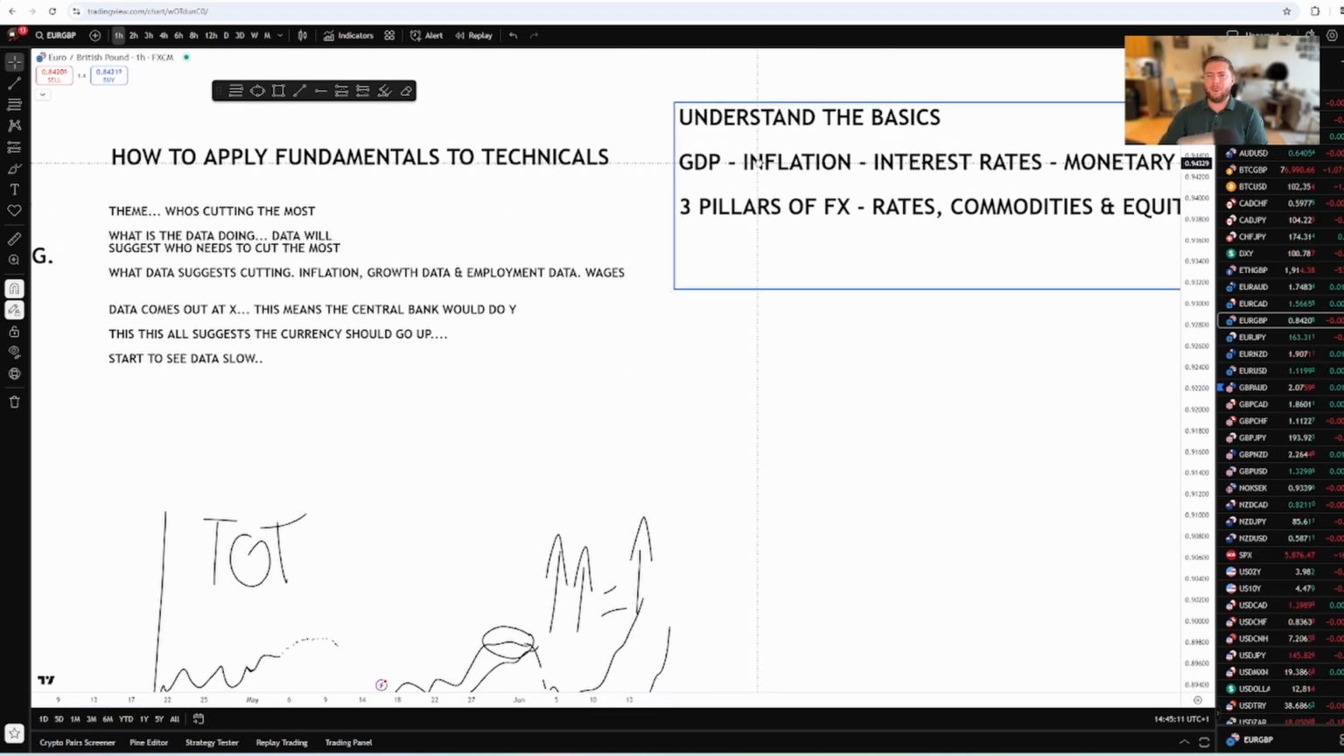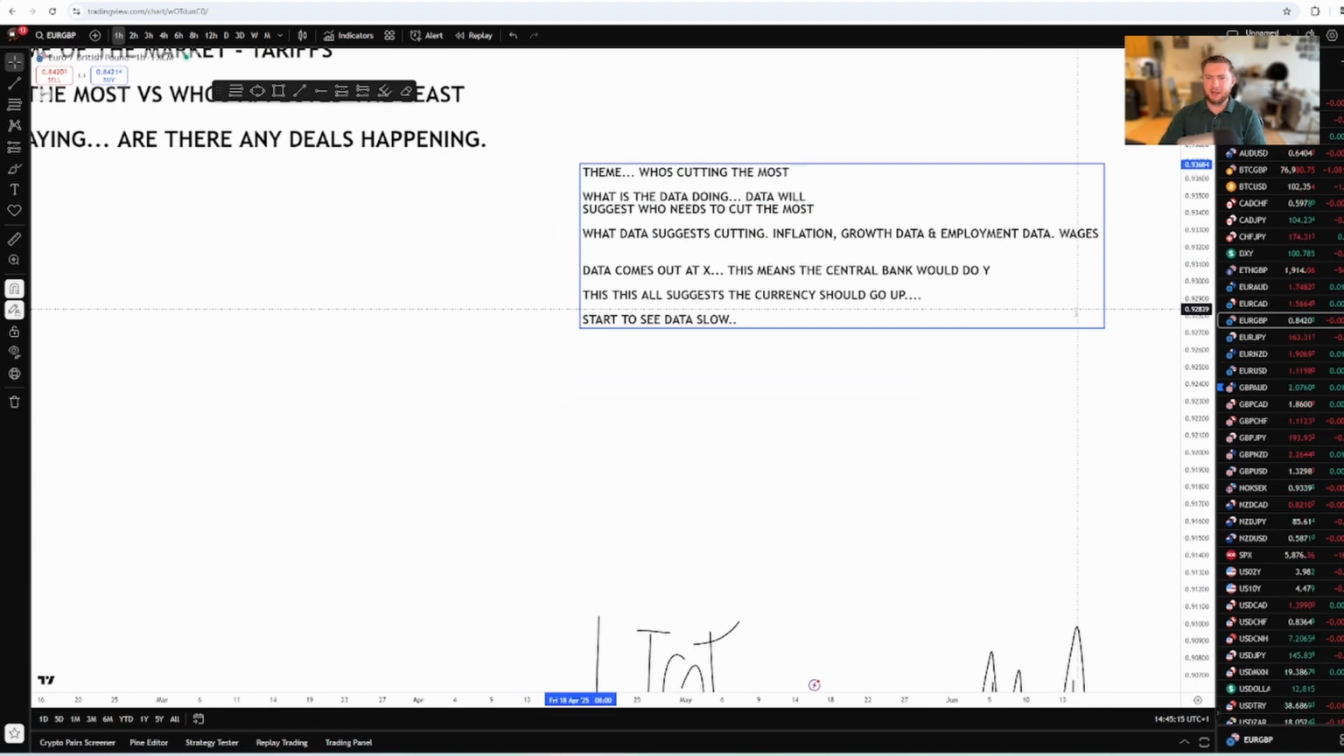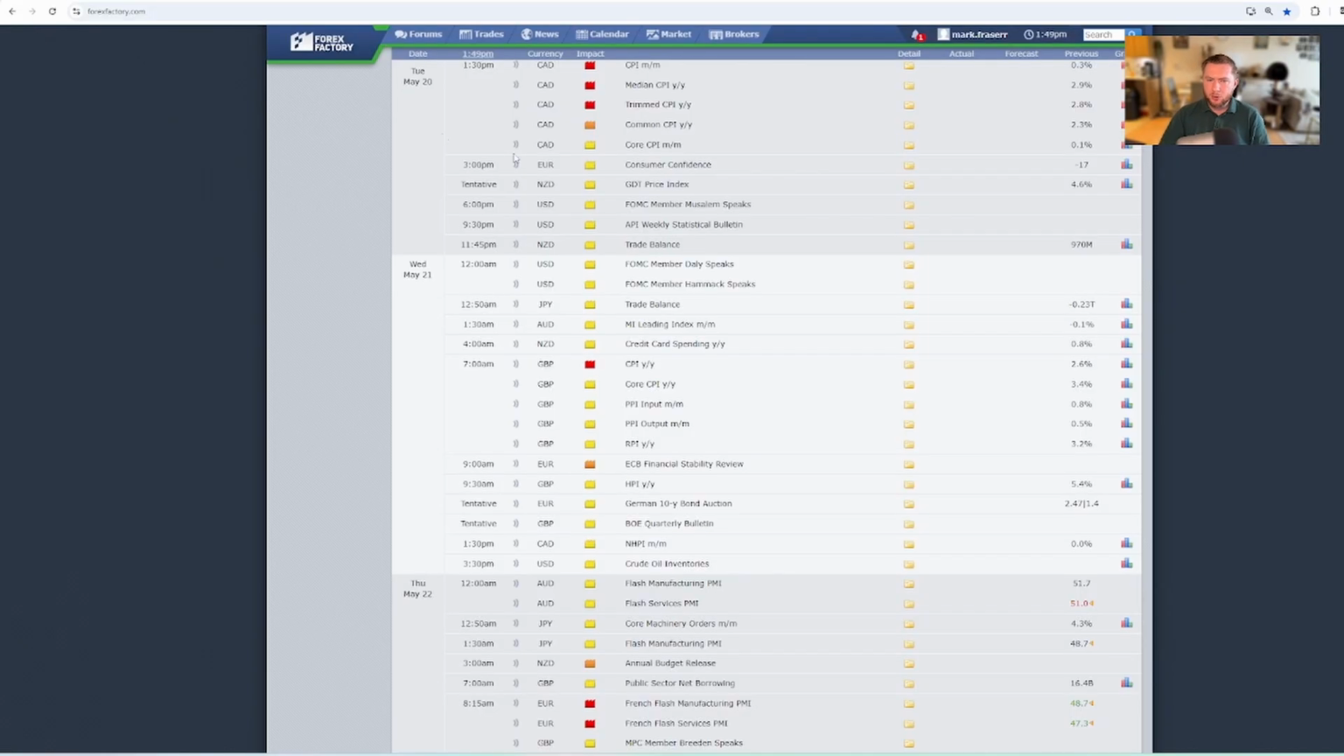Now, we've got that stuff underway. Let's say, for example, the main theme of the market at the moment is who is cutting the most. What you then do is you only look at data that would suggest cutting. For example, would you think, in your opinion, trade balance is going to be important? No.